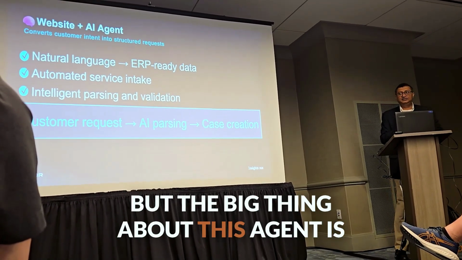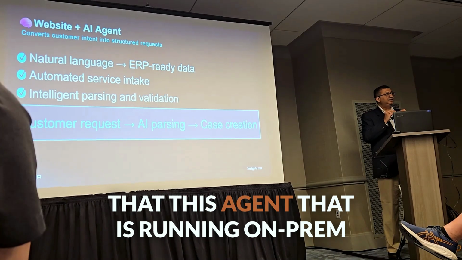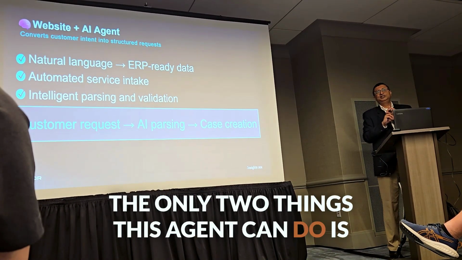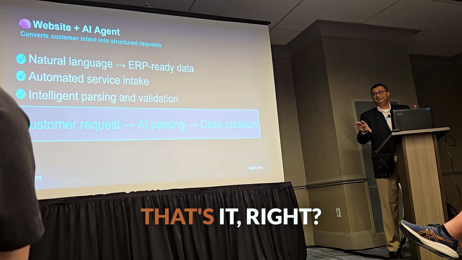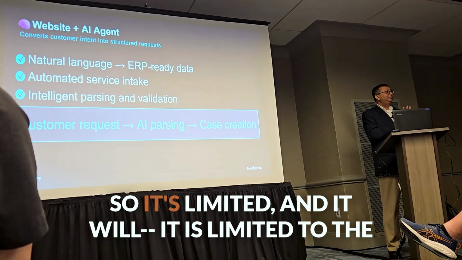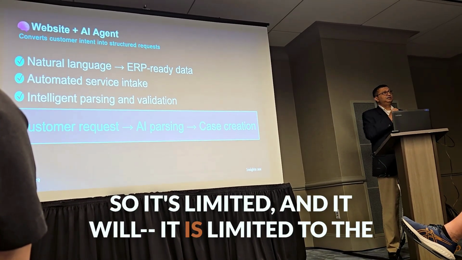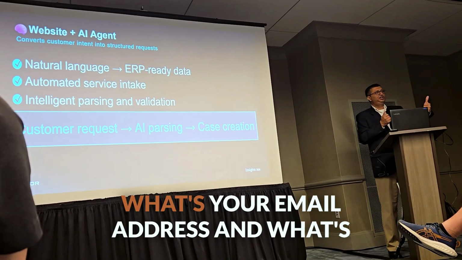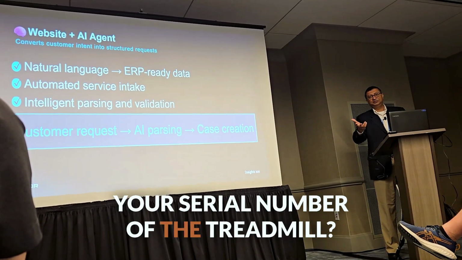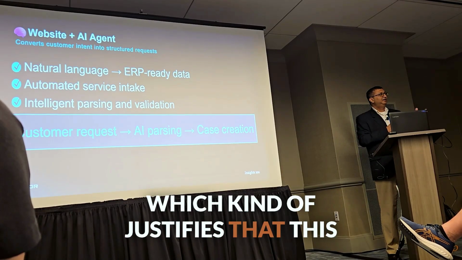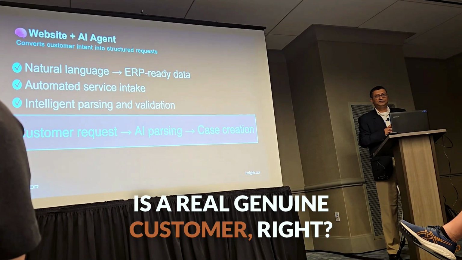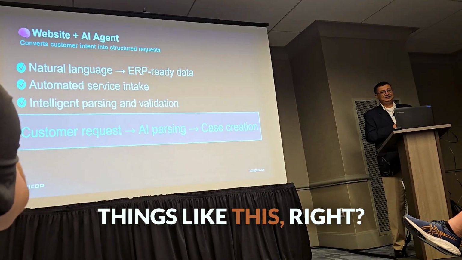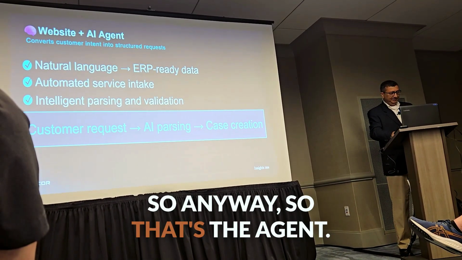But the big thing about this agent is that the agent running on-prem is extremely limited. The only two things this agent can do are create a case and look up a case. That's it, right? It is limited to the point that if you want to look up a case, there are two things that we need: your email address and the serial number of the machine. This justifies that this is a real, genuine customer. These are all things that we need to consider if you're implementing things like that. So anyway, that's the agent.